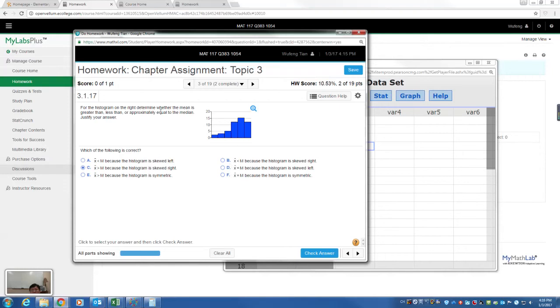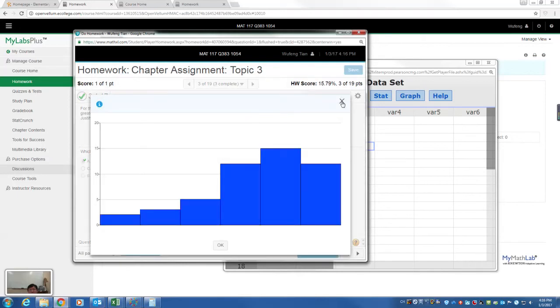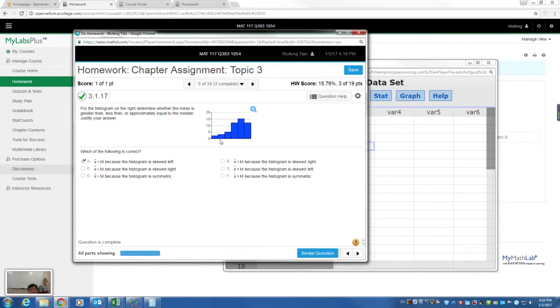For the histogram on the right, determine whether the mean is greater than, less than, or approximately equal to the median. This is skewed to the left, that's for sure. So skewed left, not equal. If it's skewed to the left, the mean value is smaller than the median. The median should be here, and the mean value is pulled lower because of the small values. It should be okay, but you know this is skewed to the left.